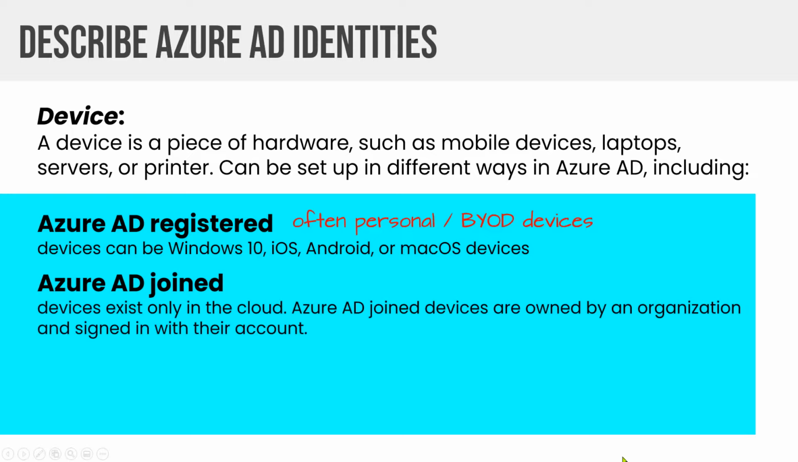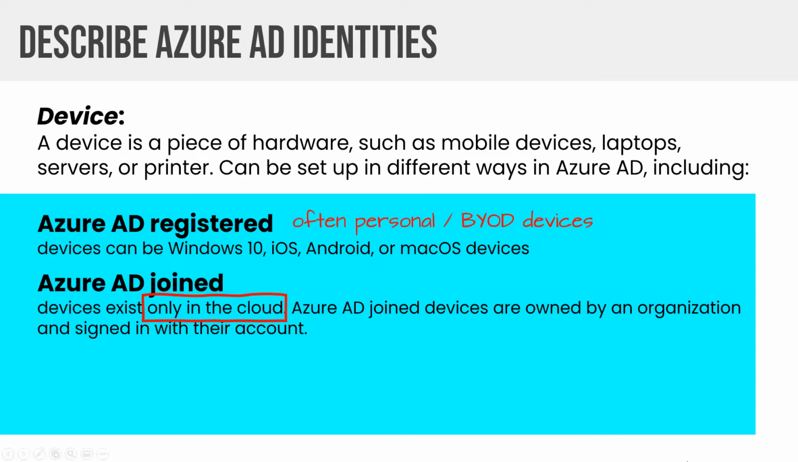And then we have Azure AD Join, where these devices exist only in the cloud. Azure AD Join devices are owned by an organization and signed in with their account. The key here is only in the cloud. So Azure AD Join is intended for orgs that are managing that device that they own and they want to be cloud first or cloud only.